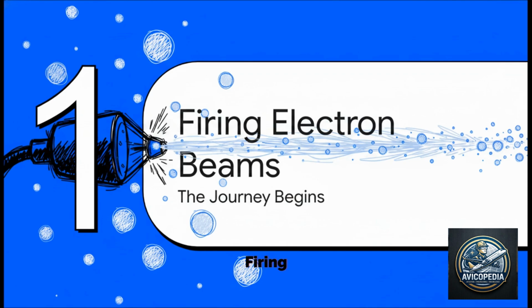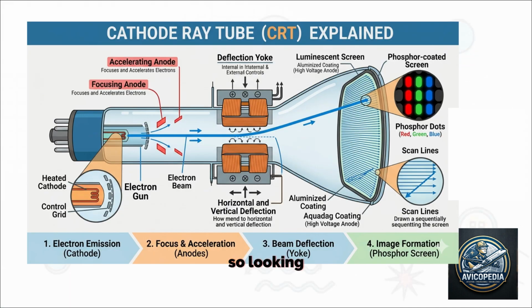Section 1. Firing the electron beam. The journey begins. Okay, so looking at the cross-section of this vacuum tube, the starting line is actually all the way in the back. Notice the heater and cathode sitting over on the left there? The cathode generates the electrons, and then an electron gun fires them forward in a super concentrated beam. Now, way over on the right side is the finish line, the fluorescent screen. The whole entire goal of this incredibly complex glass bottle is to get that invisible beam of electrons from the back to precisely the right spot on the front.